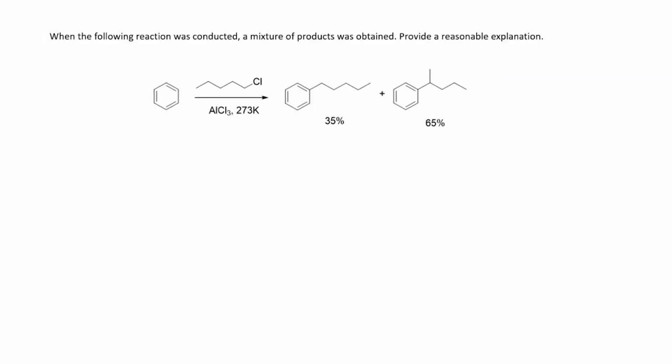Okay. So now this problem basically shows us that when benzene is reacted with this aliphatic chloride, you end up with a mixture of 2 products. Okay. And so first we will try and tackle why there are 2 products formed, and then we'll try to understand the sort of ratio that is formed and why there's a major product and so on.